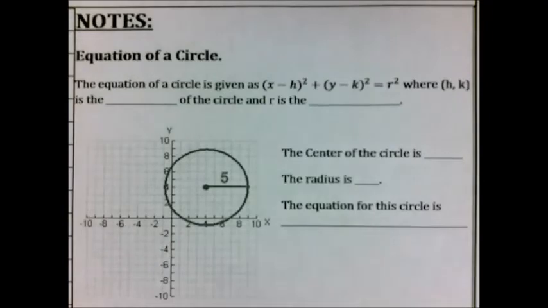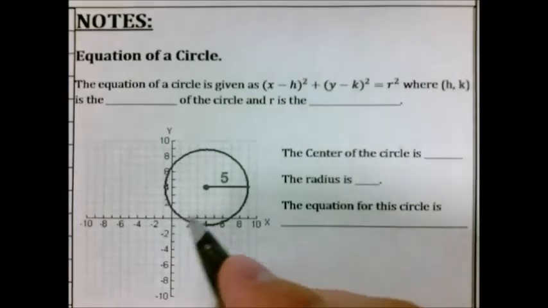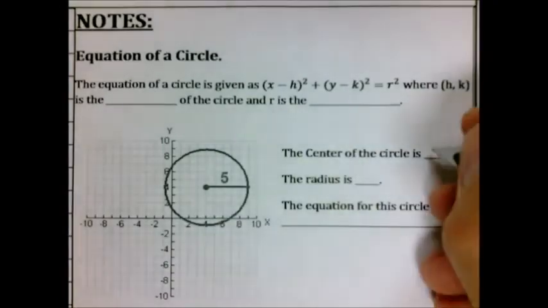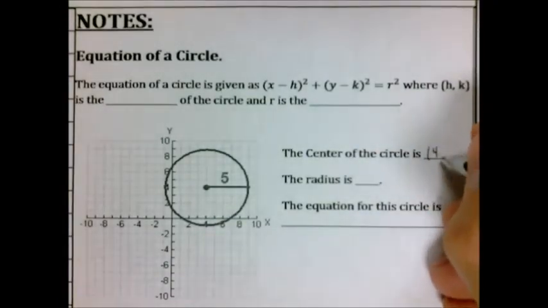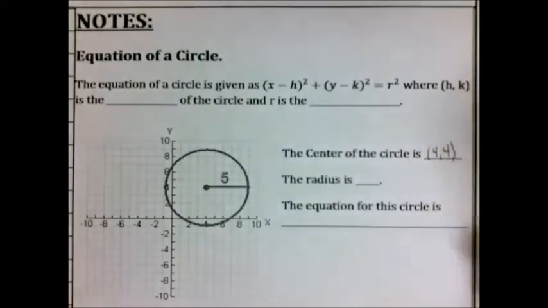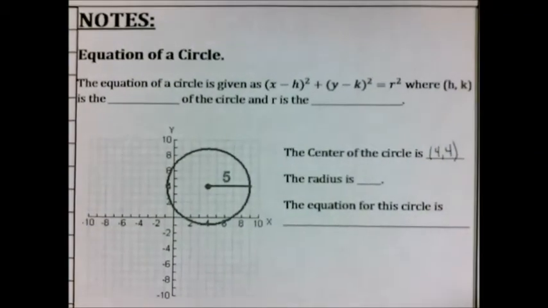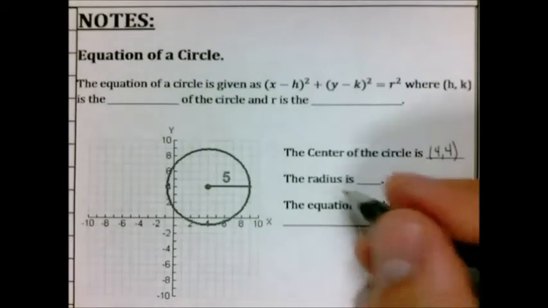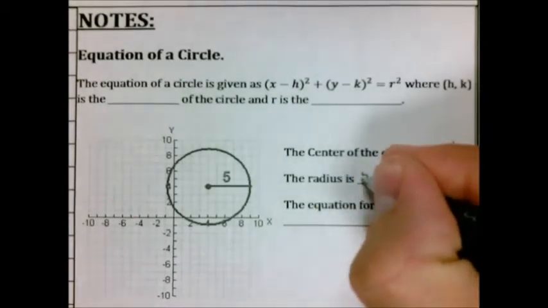Okay. Now, if we look at this example shown here, we can see that the center of the circle is at the point (4, 4). Okay, so our center is at (4, 4). The radius, it makes it blatantly obvious to us. The radius is 5 units.